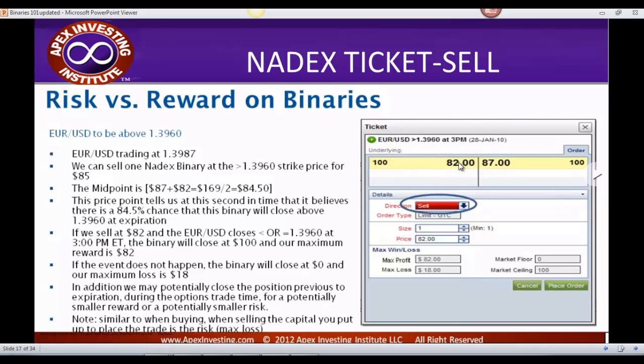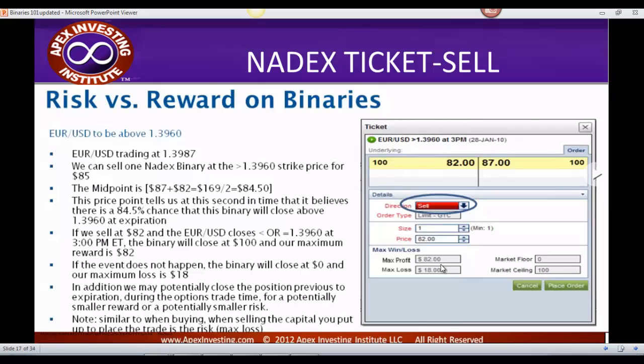Okay, because when you're selling, your max profit potential, your max reward is the amount you sell for. Okay, now your risk would be what? $18. And notice, guys, it tells you right here on your ticket when you enter a ticket. If you enter a sell quantity of 1, you want to sell for 82, it'll tell you right there. Your max profit's 82, your max loss 18.